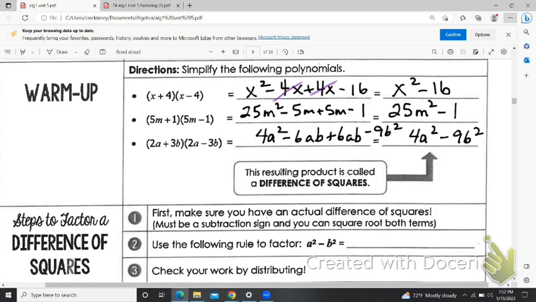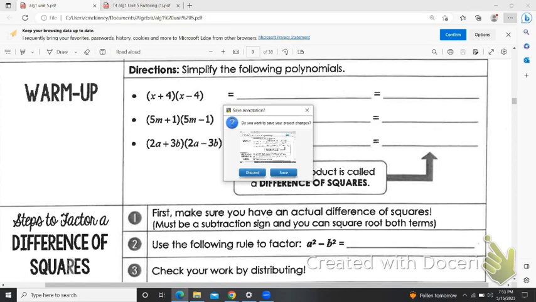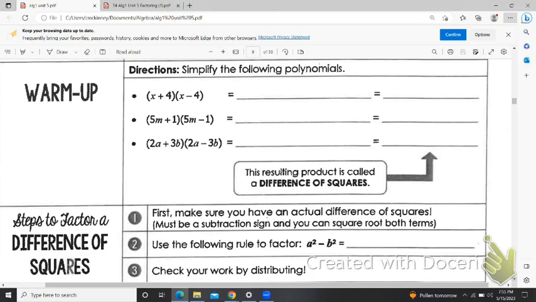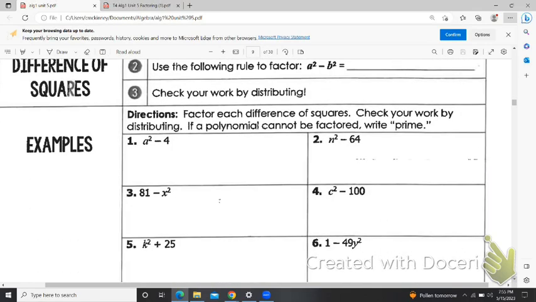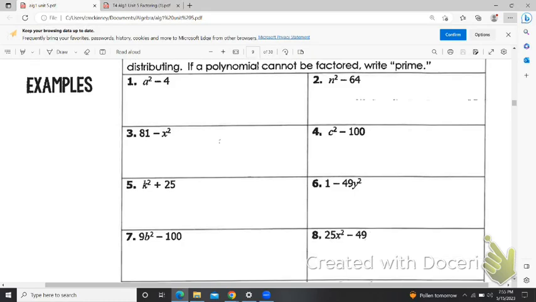And then the rule is a squared minus b squared gives us the square root of a squared, which is a, plus b times a minus b. So that they look the same, but one is positive, one is negative. And you can always check your work by distributing. So that should sound familiar about checking work by distributing, because that's how we can check all of our factoring. So the next pages are going to be very similar. This is very similar to what we just did on the other page. So I'm just going to go through and fill in a few of these.